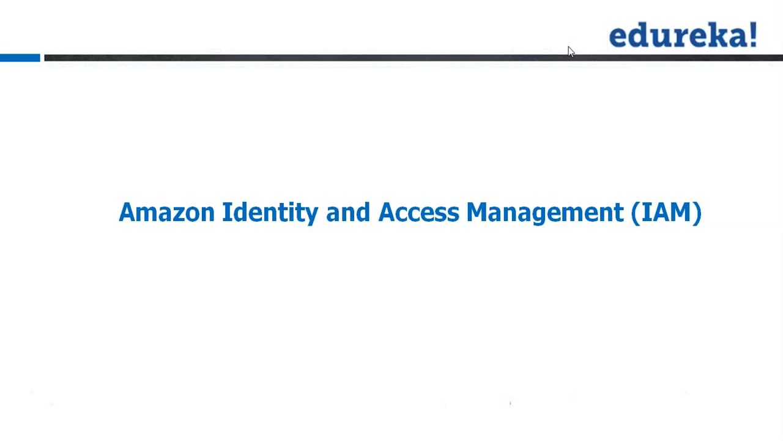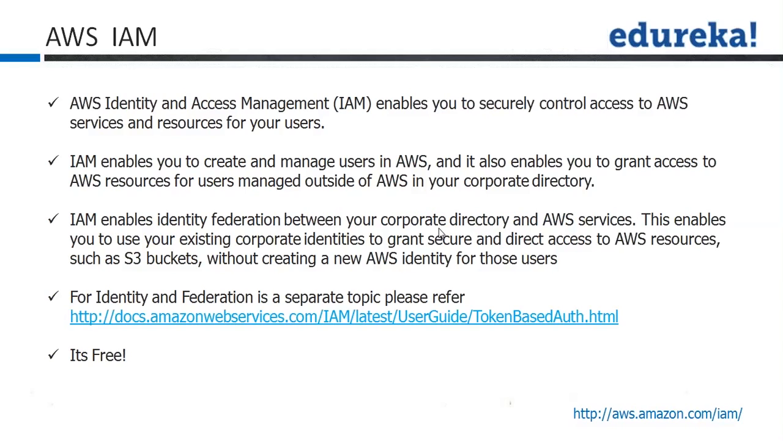Right, so with this brief, long, whatever use case story, let's start our topic, Amazon Identity and Access Management. AWS IAM allows users to securely control access to AWS services and resources. We mentioned it is only for Amazon services and resources, not for anything else. It will allow you to create and manage users, and also enables you to grant access to AWS resources as per the requirement. It also enables identity federation between your corporate directory and AWS services.